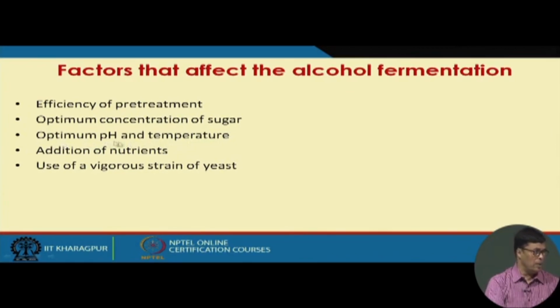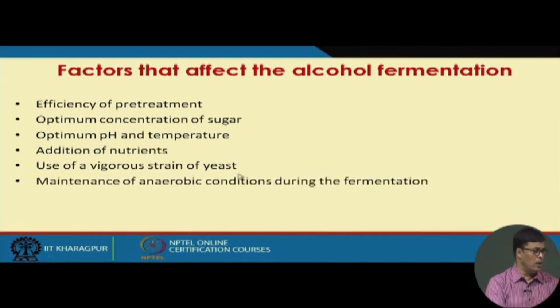Yeast fermentation usually takes place at an acidic pH of around 4.5 to 5, and the temperature is close to ambient, about 30 degrees centigrade. Then addition of nutrients as per requirement, because we require some nitrogen, magnesium or phosphorus, which we sometimes add. Then use of a vigorous strain; obviously we use a high productive industrial strain which has high productivity. Then maintenance of anaerobic condition during the fermentation process, because anaerobically the yeast can convert the sugar into alcohol, so anaerobic condition is very much required.